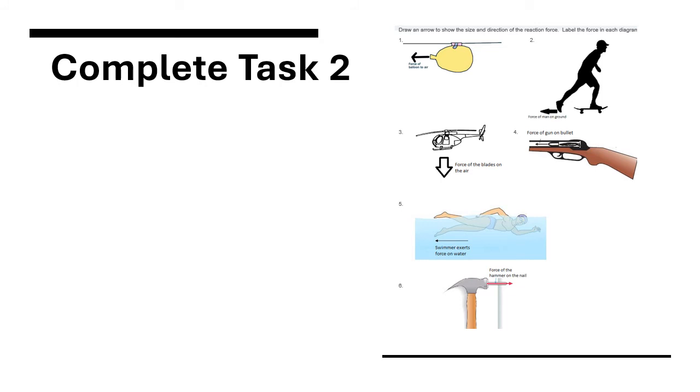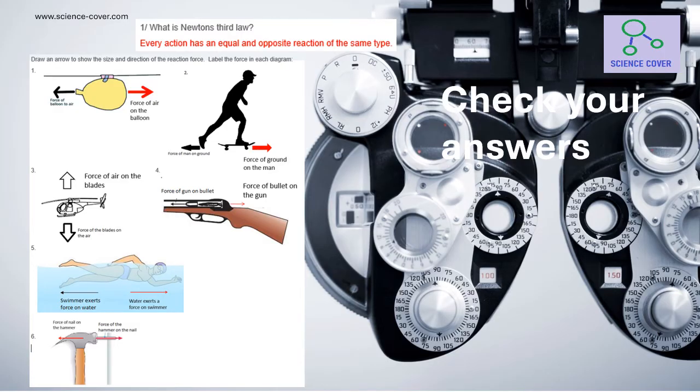Pause the video now and complete task 2. Let's check our answers. Number 1. What is Newton's third law? Every action has an equal and opposite reaction of the same type.